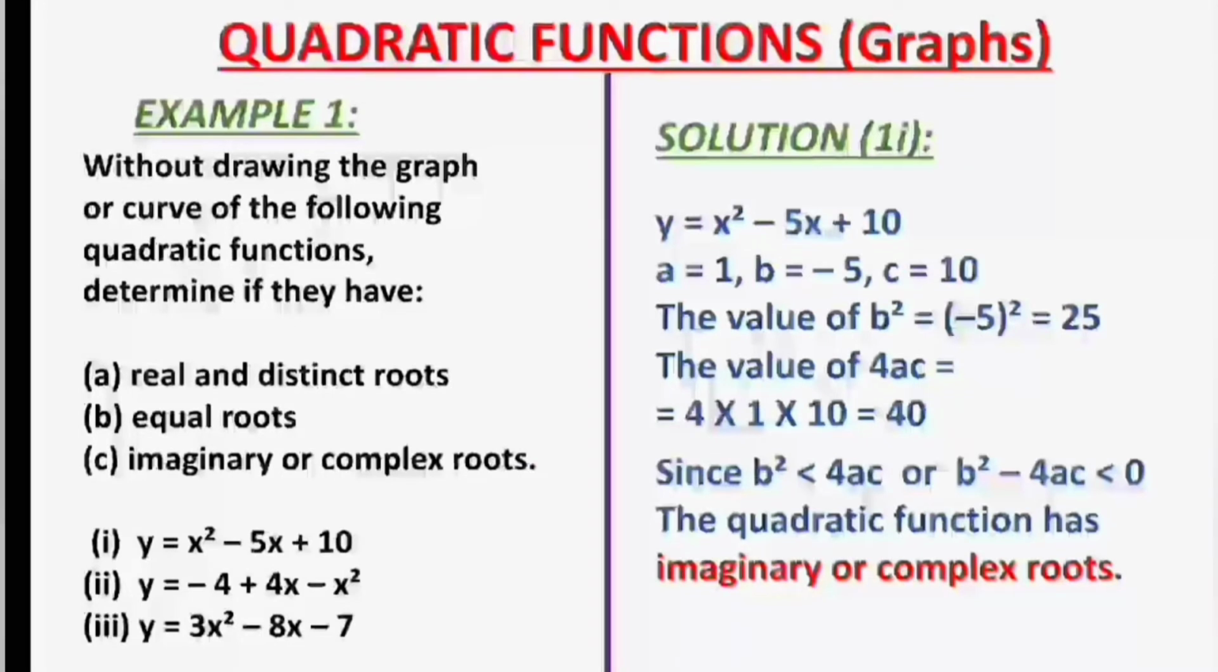Comparing the values of b squared and 4ac, you will note that b squared is less than 4ac because 25 representing b squared is less than 40 representing 4ac. Or you will also notice that b squared minus 4ac is less than 0 because 25 minus 40 is less than 0. That means the quadratic function has imaginary or complex roots. I hope you got that right.